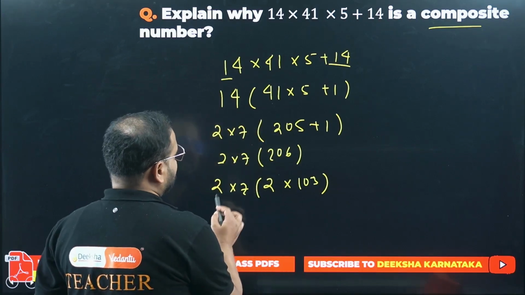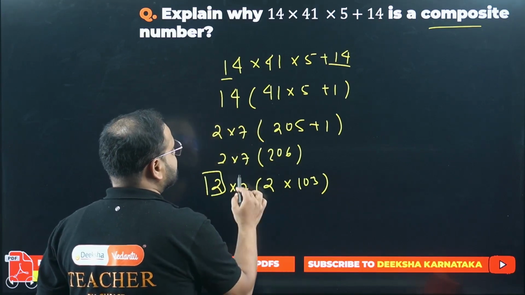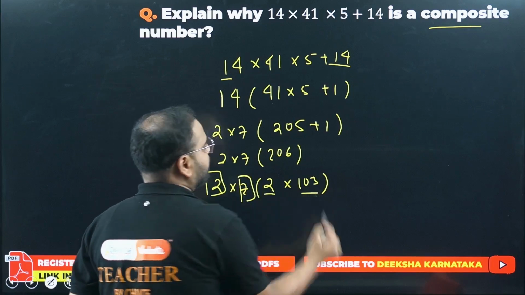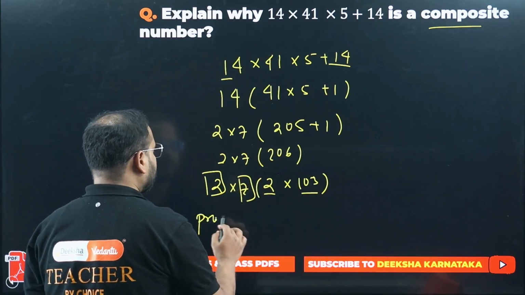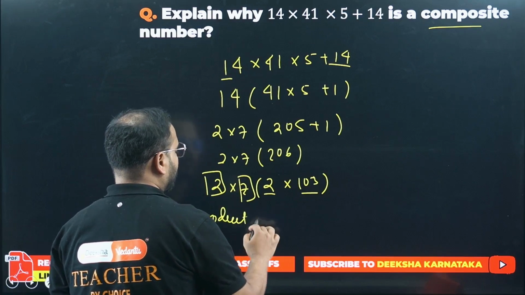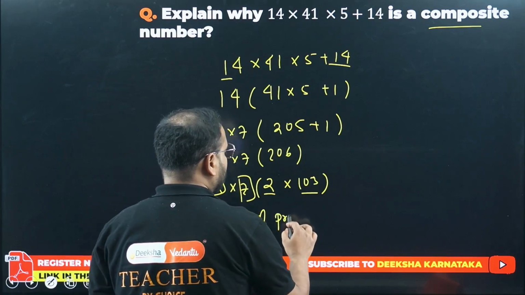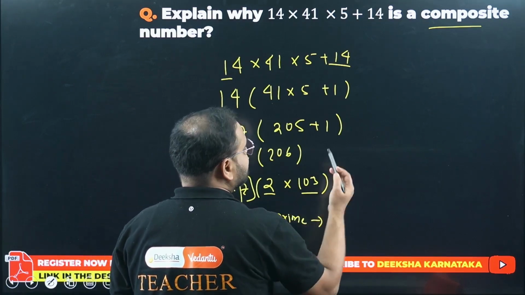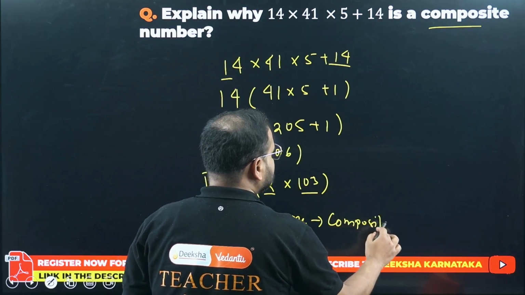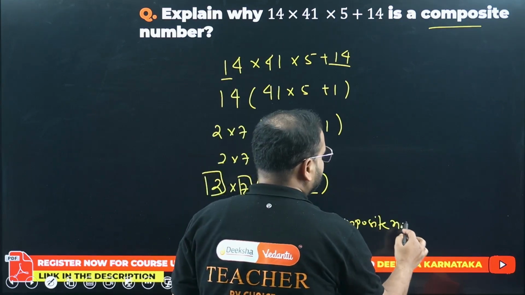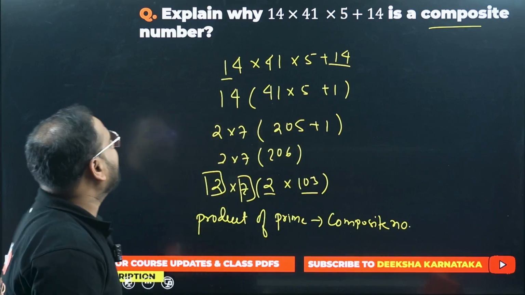So if you check here, I get this number as 2 times 7 times 2 times 103. It means the given number can be written in the form of what? Product of prime numbers. Hence, it is a composite number. Very, very simple. I hope you understand this.